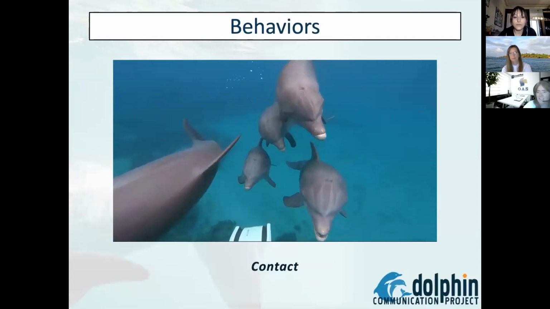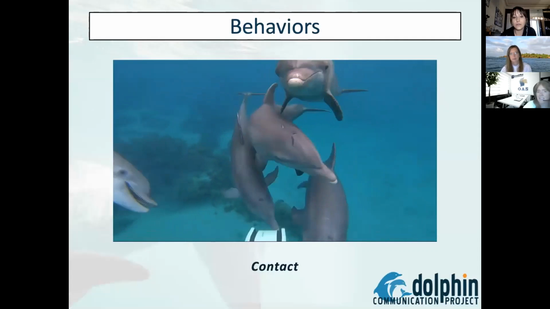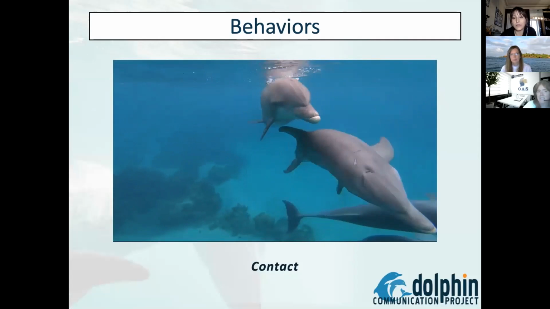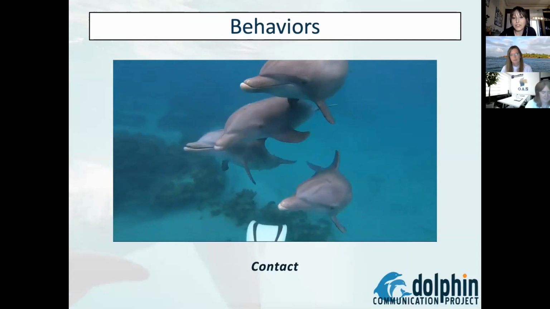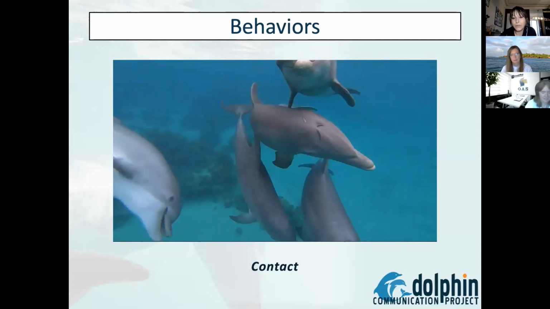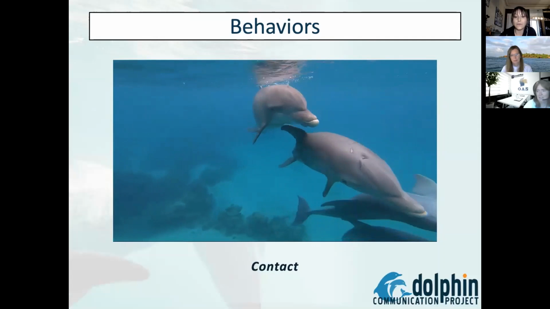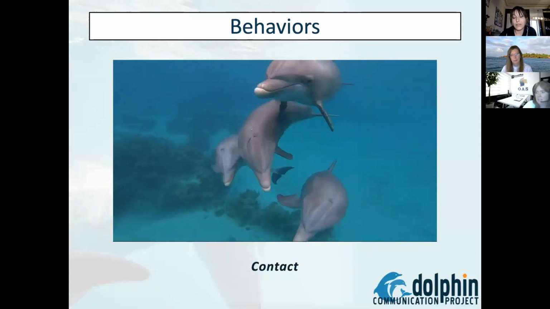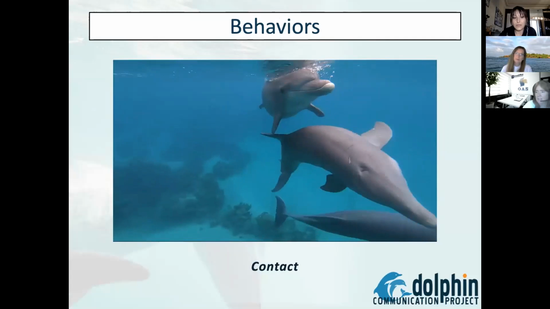Starting with contact, we recorded the ID of the individuals. So here you have Champ above and Stan just under. The type of the contacts they were exchanging. So here you have a rub. The response of the receiver: here you see Champ rubbing Stan and then Stan rubbing against Champ's pectoral fin. And so this is a positive interaction.